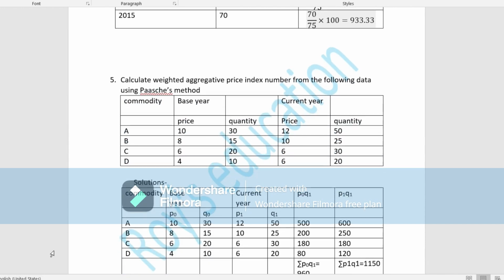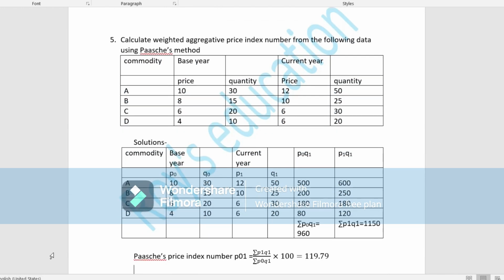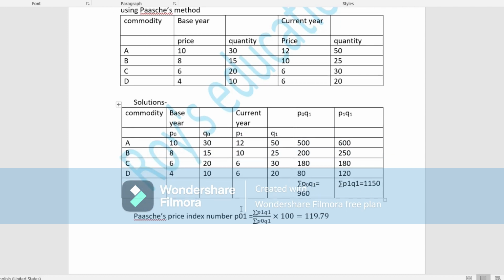The next question we are going to discuss, this is the last question we are going to discuss in today's class, that is, calculate the weighted aggregative price index number from the following data using the Paasche method. So here the commodity is given, base year price and quantity is given, current year price and quantity is given. Now how are you going to calculate? First we have to know the formula of the Paasche price index number. That is summation P1 Q1 by summation P0 Q1 into 100.